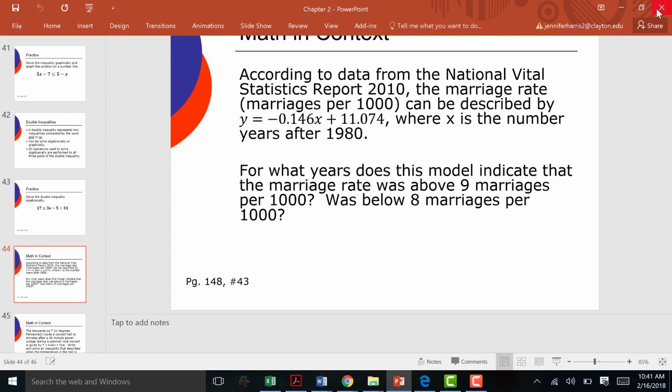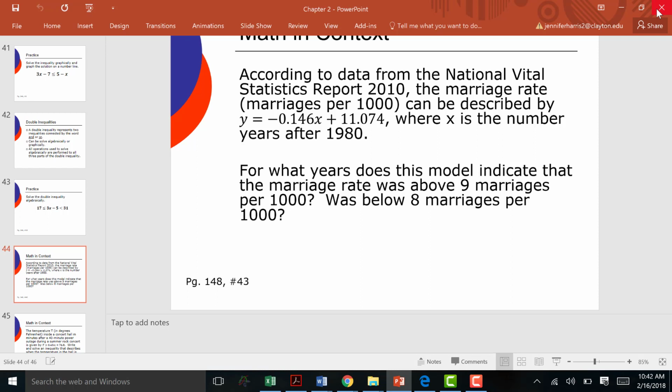So, the marriage rate was above 9 for the years less than 1994. Okay, let's do the other part. So now I'm going to use my less than symbol. I want to know negative 0.146x plus 11.074 is going to be less than 8. I want to know when the marriage rate is going to be less than 8.